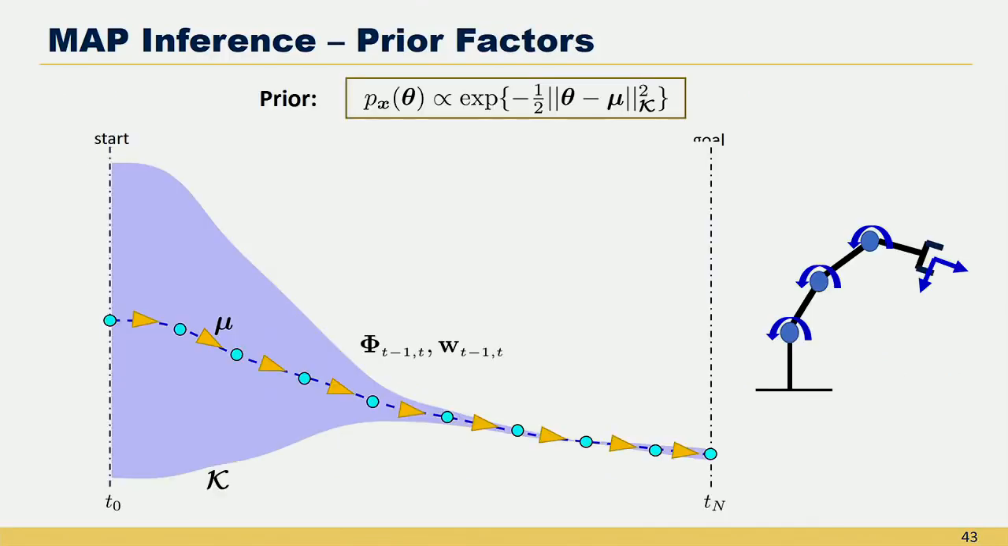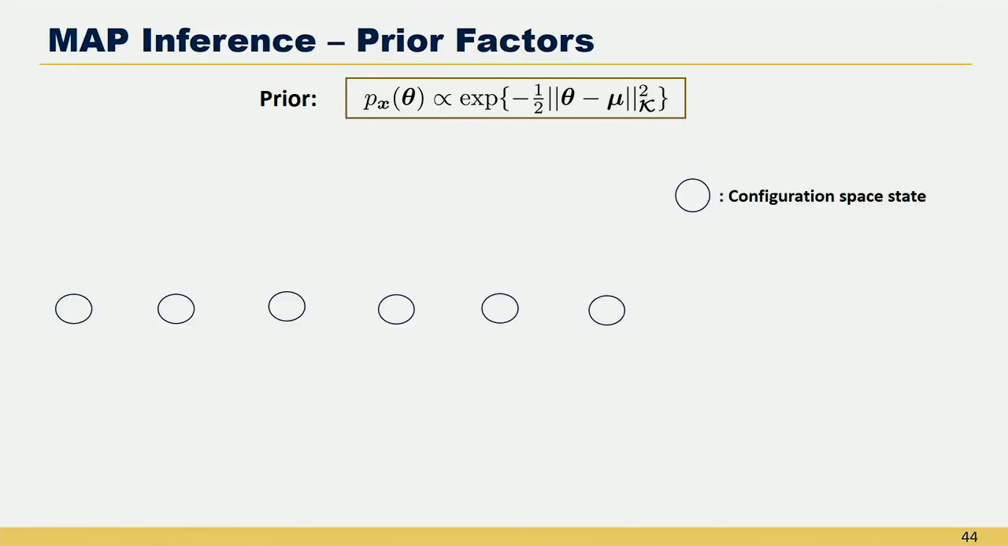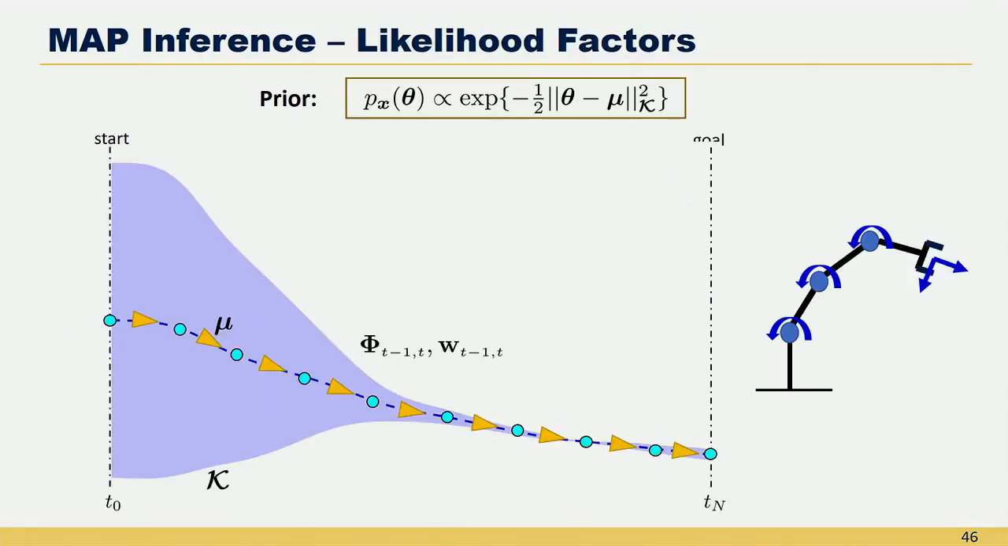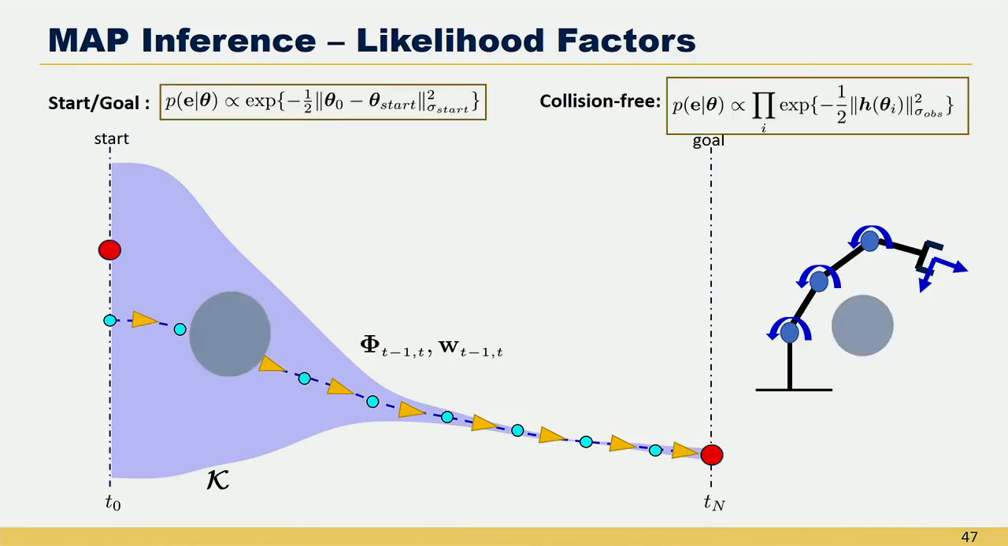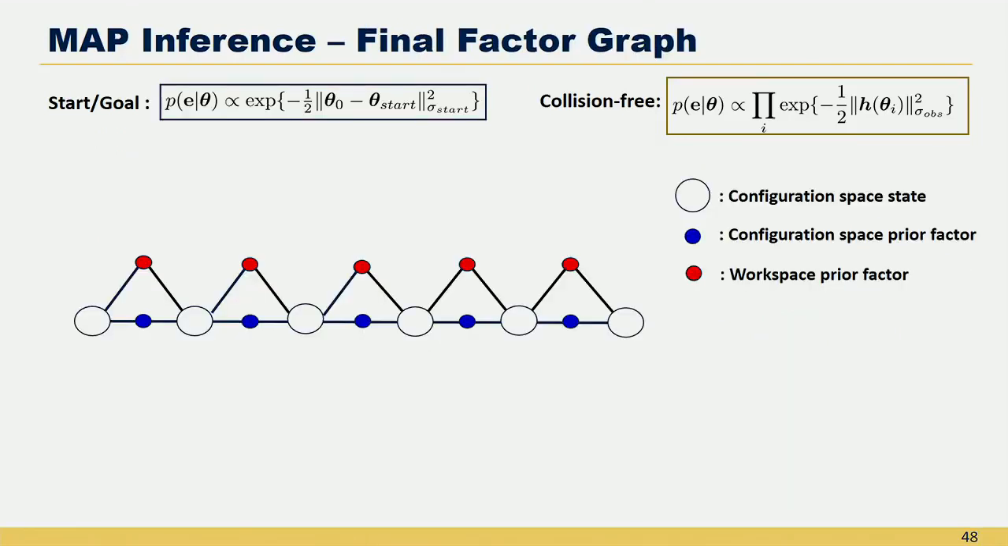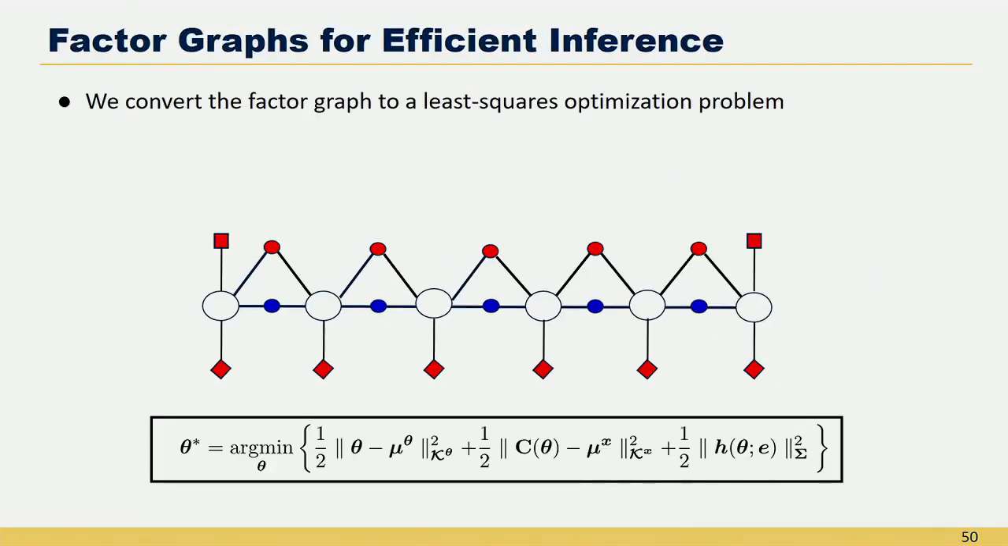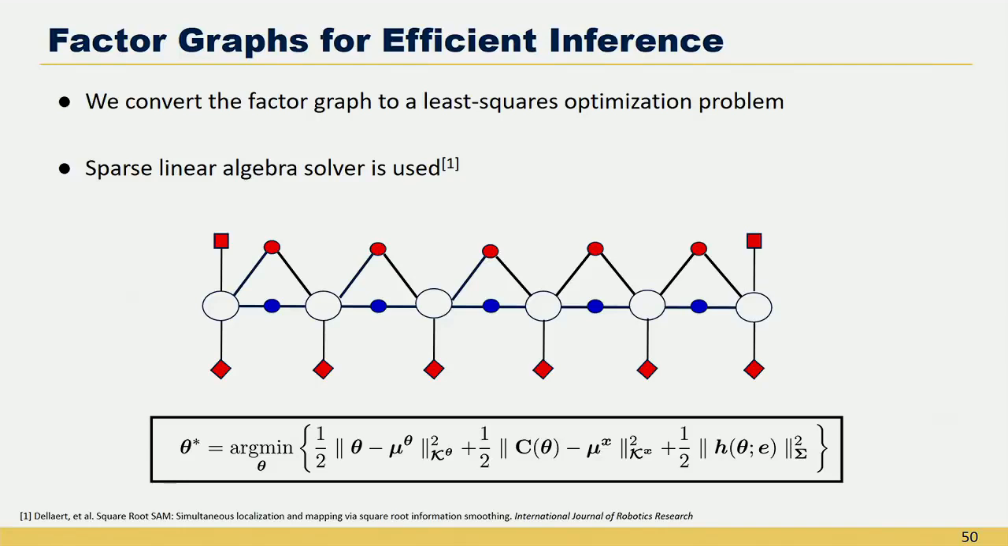So let's go back to our prior and try to pose this on a factor graph. It turns out, due to the sparsity in our inverse covariance matrix, the associated factor graph, which I'm showing here, has the configuration space states related to the trajectory that we want to reproduce, and their adjacent states are connected via these configuration space prior factors and the workspace prior factors, and there are no other connections. So you can see this prior factor graph is quite sparse. Now, to incorporate the reproduction scenario where we have new obstacles or desired start or goal states, it turns out we can pose this on the factor graph as additional factors. The final factor graph you see is still quite sparse. We convert this factor graph to a least squares optimization problem, and again borrow ideas from the SLAM community to solve this in a very efficient manner by making use of sparse linear algebra solvers.